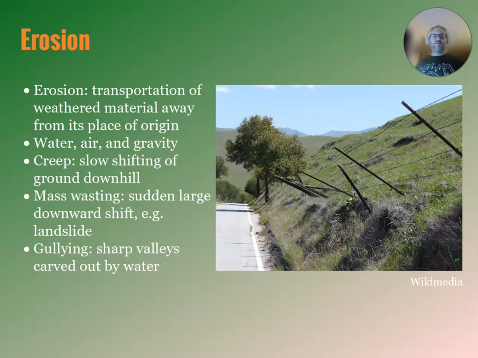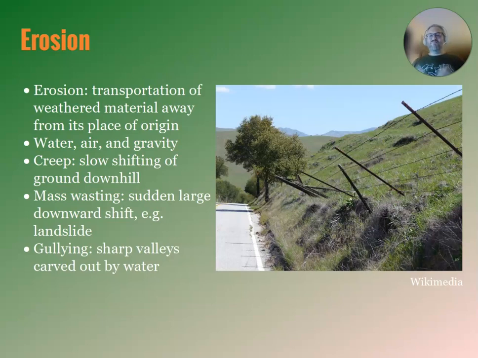So air can come through, winds can blow weathered material away and move it to a different place. Water can flow across a landscape and pick up sediments that have been eroded out of the base material, move them somewhere else. And when things are loosened up, they like to move downhill.